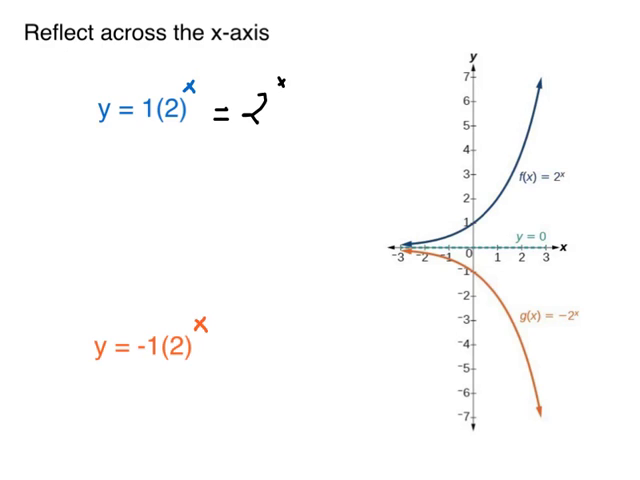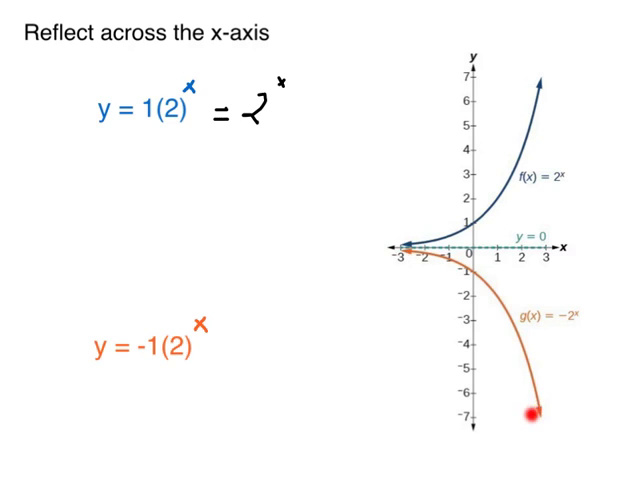But when we multiply it by a negative number, like -1 or -2, any negative number, what happens to the graph then is it flips downward. It actually goes down below the x-axis. That's why we call it reflecting across the x-axis.